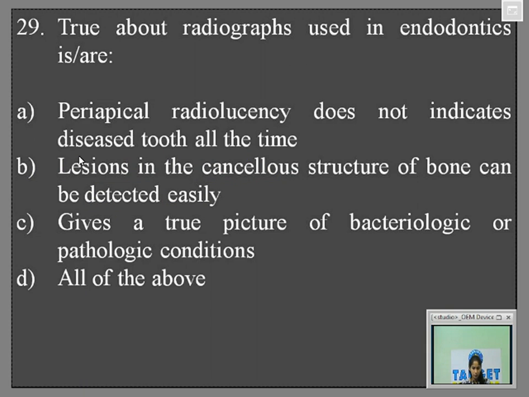True about radiographs that are used in endodontics. 29th question. See, these are direct questions. Let's just roughly go through them. True about radiographs used in endodontics is periapical radiolucency does not indicate diseased tooth at all times. Why so? Because sometimes you can see radiolucencies which are of the mental foramen, incisive foramen. So these radiolucencies are not a diseased or a pathological condition.